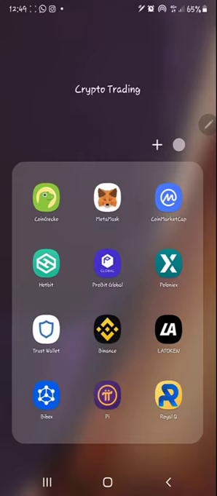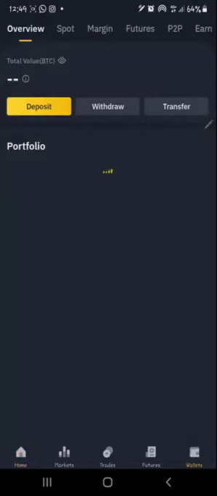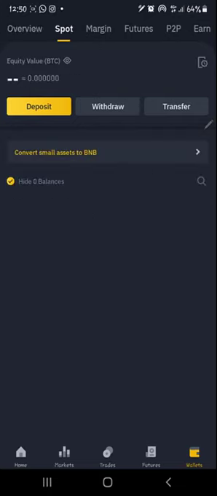I'll be launching a coin live, and that coin I want to trade with $200. So this is what I will do. I'll go to my Binance, I'll go to my wallet, and I just want to show you something quickly. I'll click here, spot.